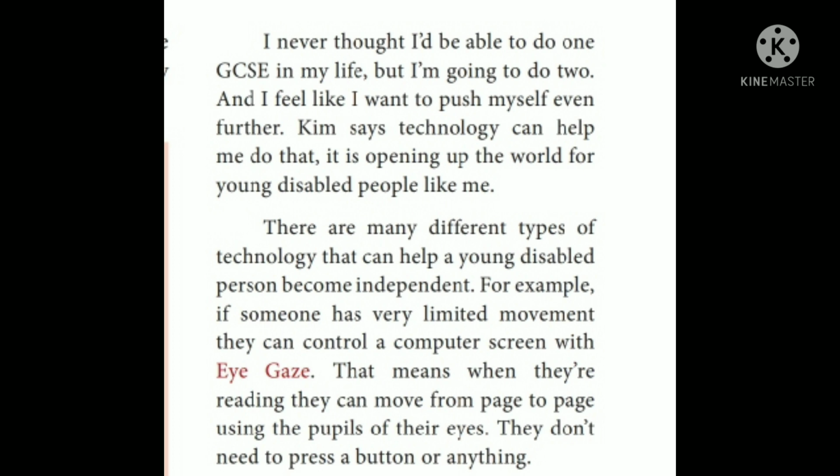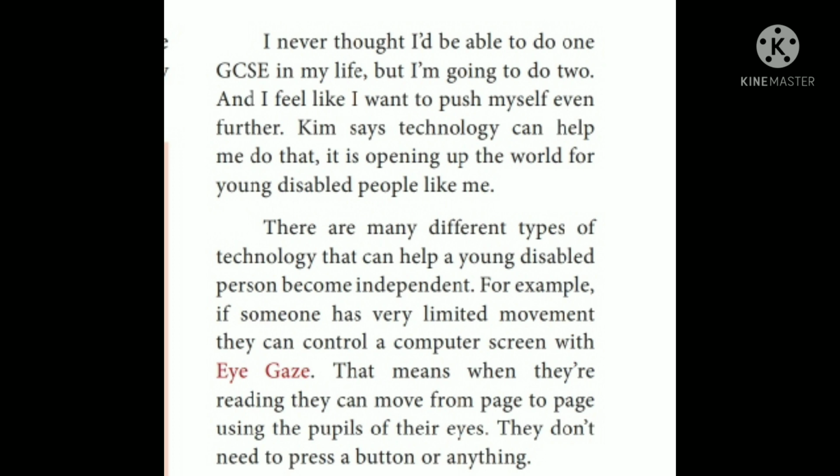Next paragraph. I never thought I'd be able to do one GCSE in my life, but I'm going to do two, and I feel like I want to push myself even further. Kim says technology can help me do that. It is opening up the world for young disabled people like me. Next paragraph. There are many different types of technology that can help a young disabled person become independent. For example, if someone has very limited movement, they can control a computer screen with eye gaze. That means when they are reading, they can move from page to page using the pupils of their eyes. They don't need to press a button or anything.